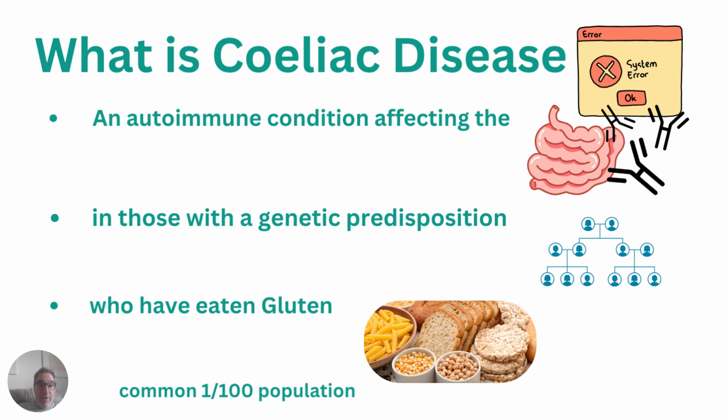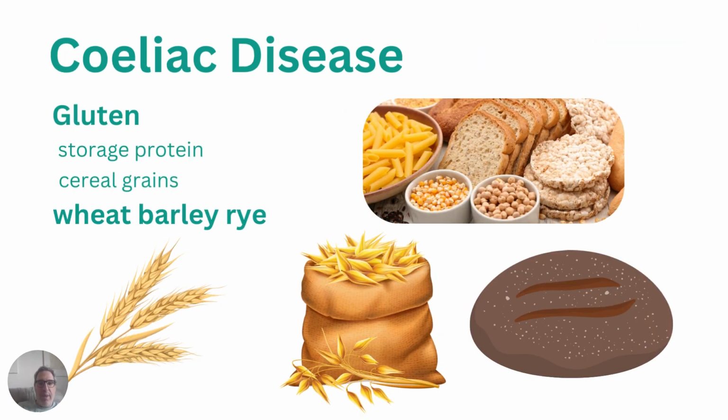So celiac disease is one of those, and in this case, the defense system or immune system is triggered to react against the small intestine, but it only occurs in those with a genetic predisposition towards developing it and in those who've had gluten. It's much more common than was thought previously. When I was in medical school, it was thought to be pretty unusual, but actually it's thought to be as common as perhaps 1 in 100 people.